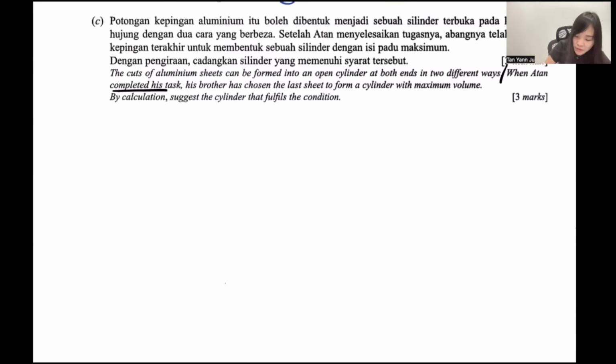So my dear, he already completed. So altogether got 72, because he completed not until 48 already. His brother has chosen the last sheet. Last sheet is what? Number 72.